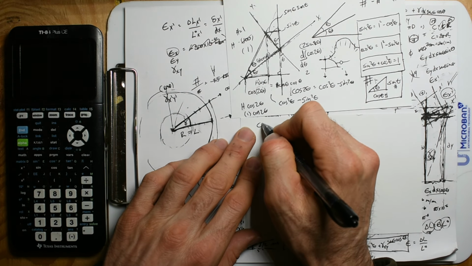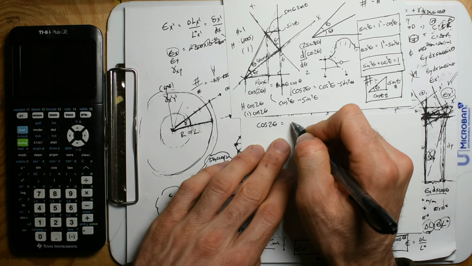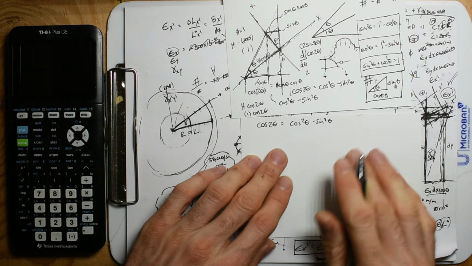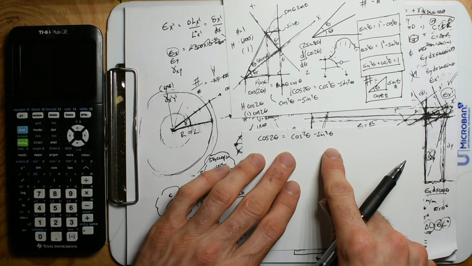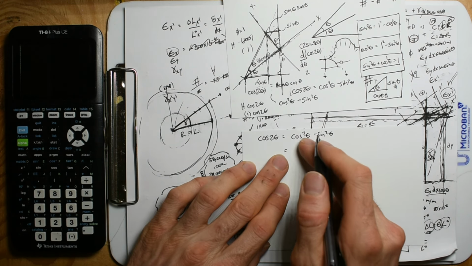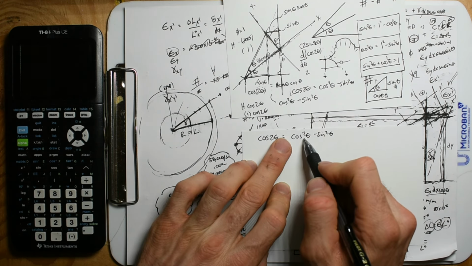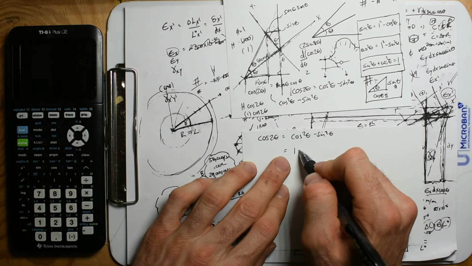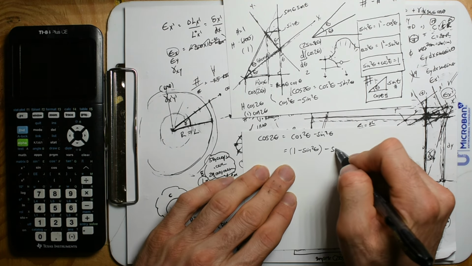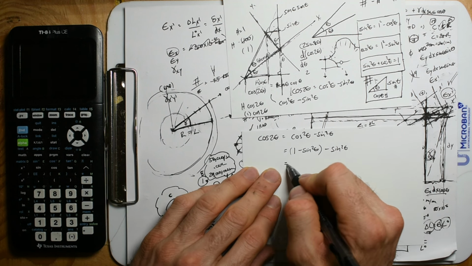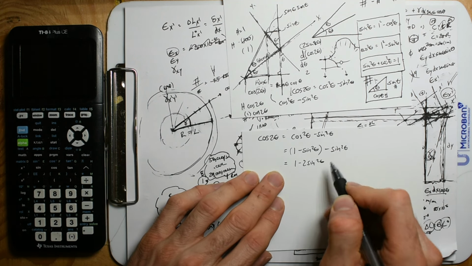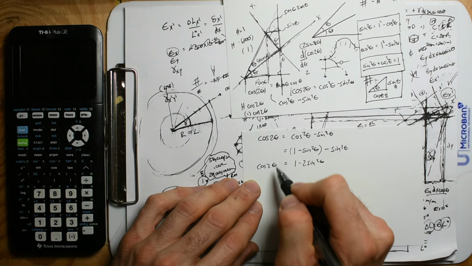So we found that cosine 2 theta is going to be cosine squared theta minus sine squared theta. And we're going to sub in. And now we can just do this from memory. Let's just say this has to be 1 minus sine squared theta, right? Minus sine squared theta. Cool. So we have 1 minus 2 sine squared theta is equal to cosine 2 theta.